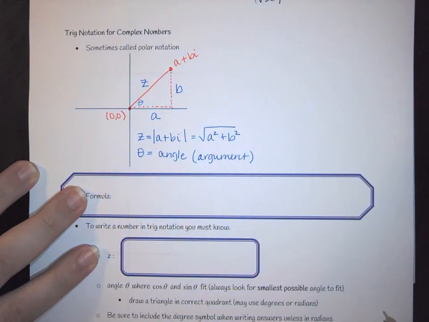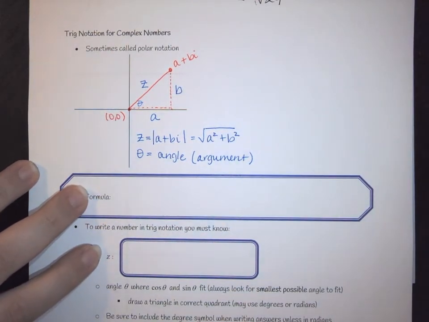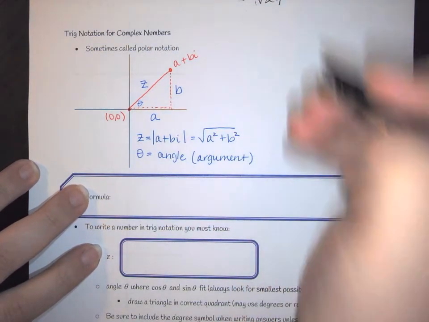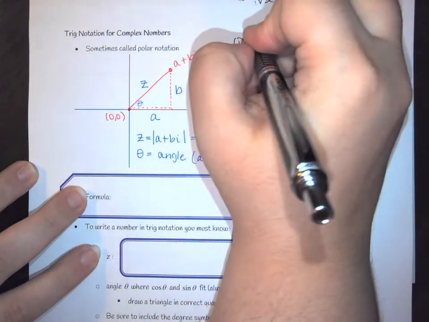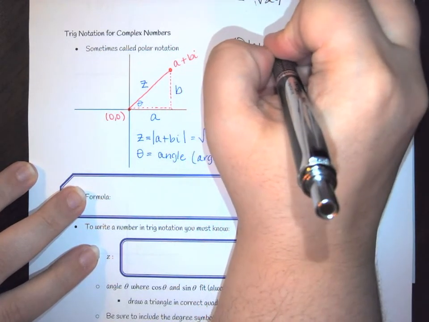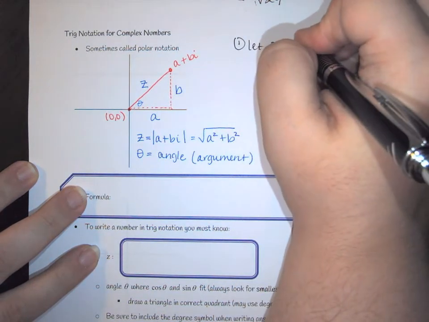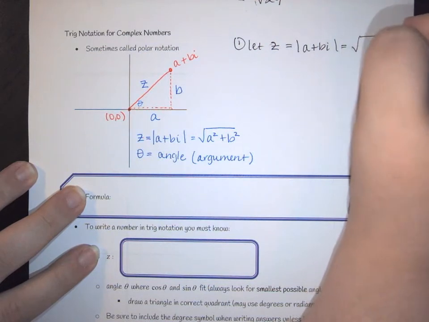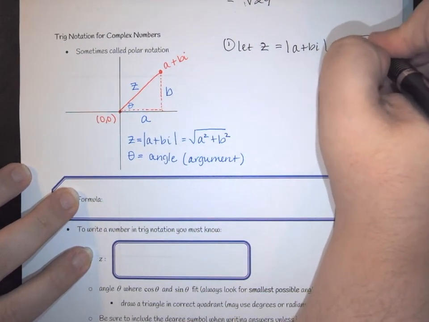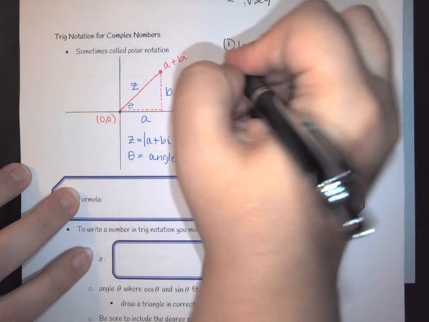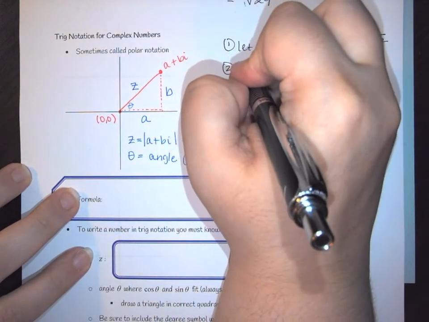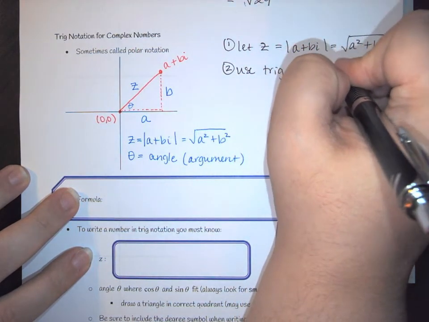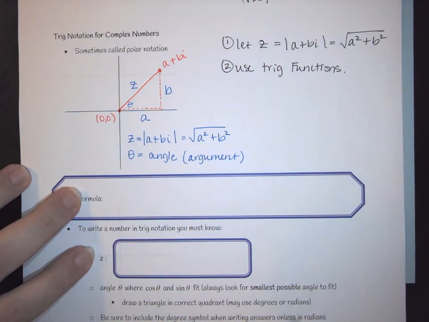So what do we actually know? Well, first of all, we can work this the same way we would a proof. The first thing that we know is that we could let z, which equals the absolute value of a plus bi, be the same as the square root of a squared plus b squared. The second thing that we could do is we could then use trig functions. What do I mean by that? I mean we can use this triangle to rewrite things.